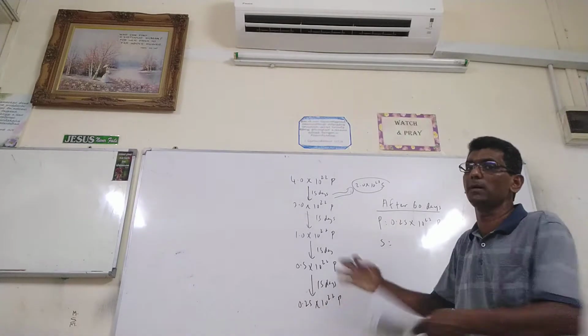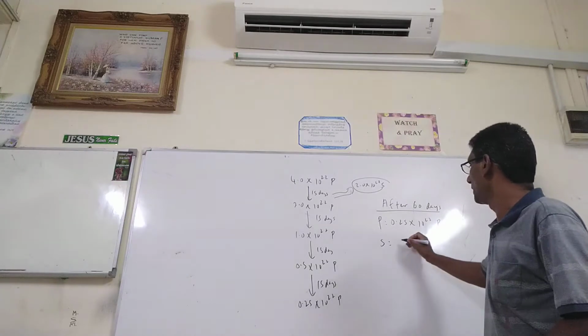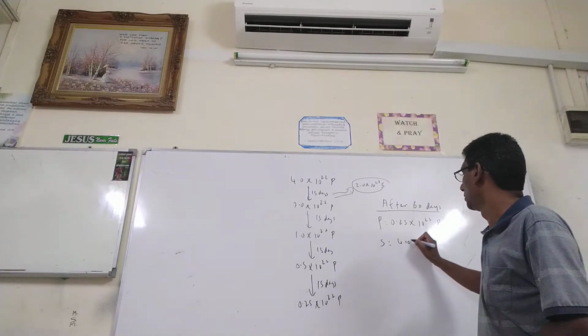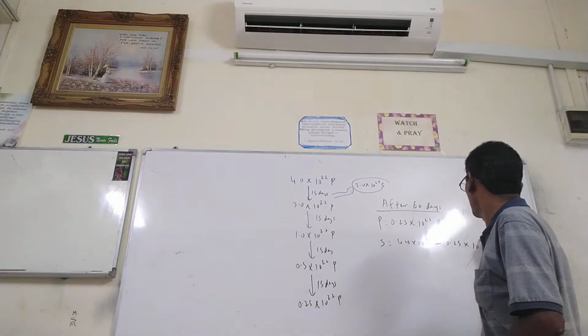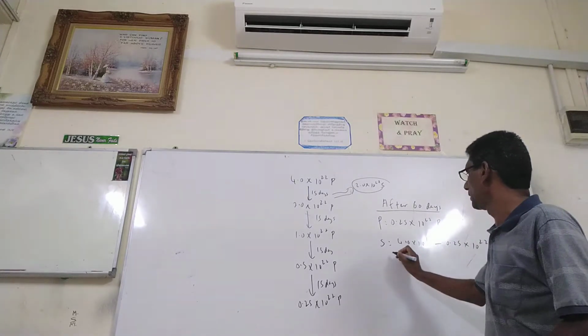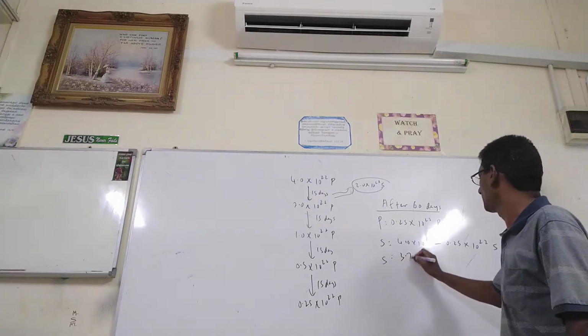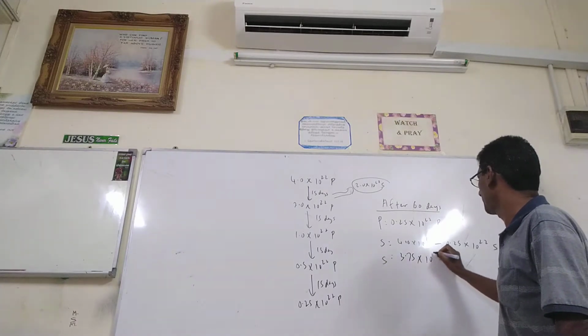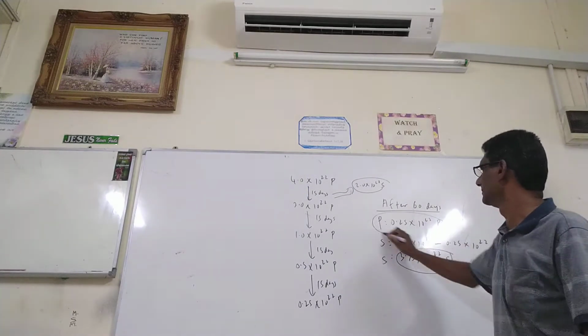The rest of it belongs to sulfur. The rest of it changed to sulfur. So it is 4.0 times 10 power 22 minus 0.25 times 10 power 22, which is sulfur. That equals 3.75 times 10 power 22 sulfur. This is the answer.